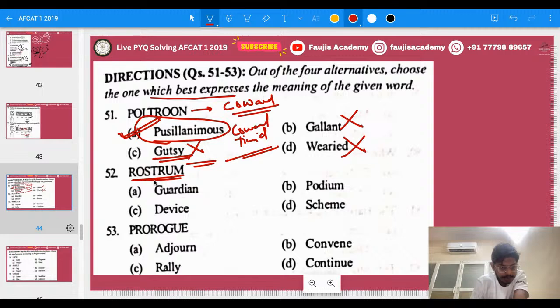Rostrum. The meaning of rostrum is podium. The same old podium on which the Olympic medalists stand and get the medals. So device, scheme, and guardian are the wrong ones. Podium is the correct one.